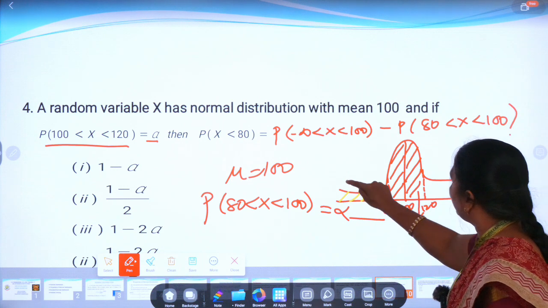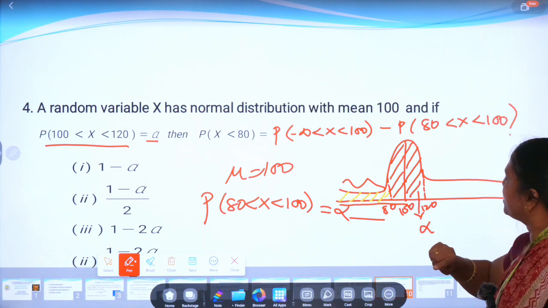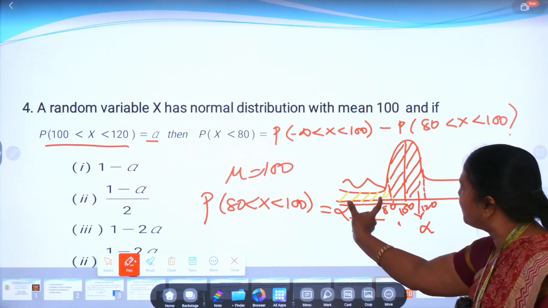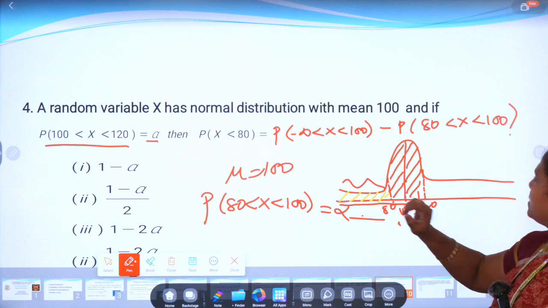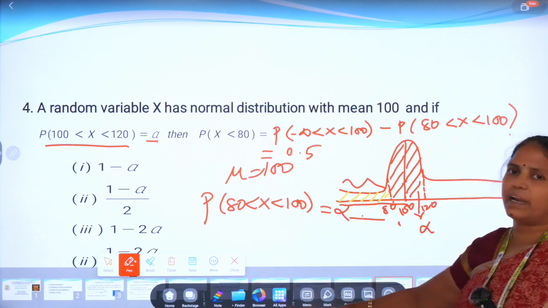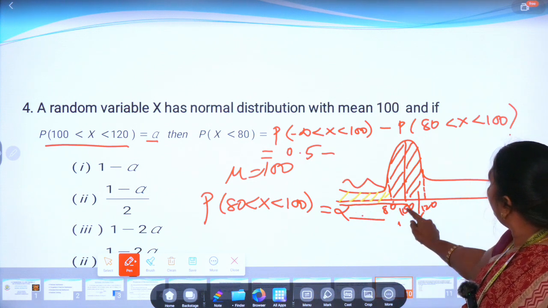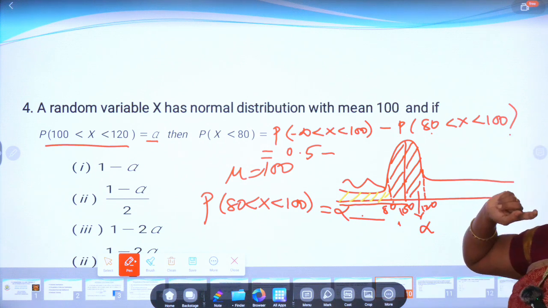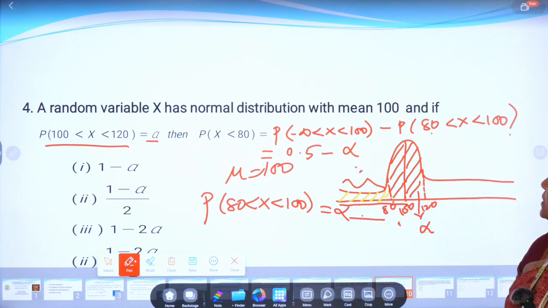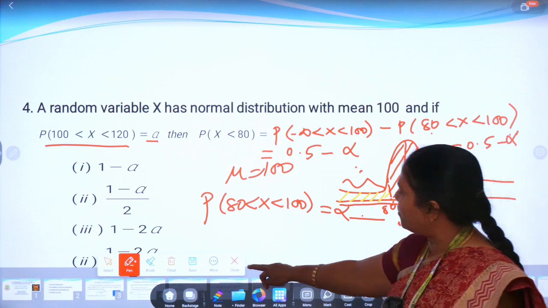To find the probability for this region, we find the probability from minus infinity to 100, and if you subtract this region, you will get the value for this region. We know the probability of the left hand side is 0.5. Already we have explained that. Minus, as defined, the probability of 80 less than x less than 100 is equal to alpha. So your answer is 0.5 minus alpha, but we don't have that option here.